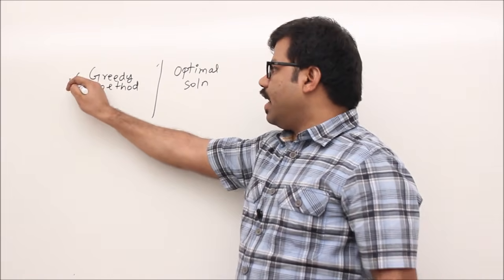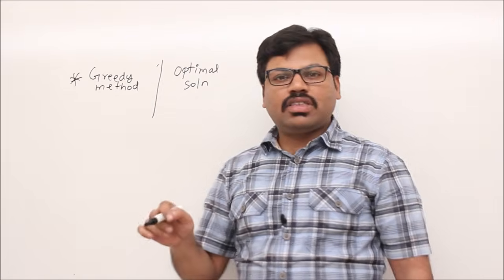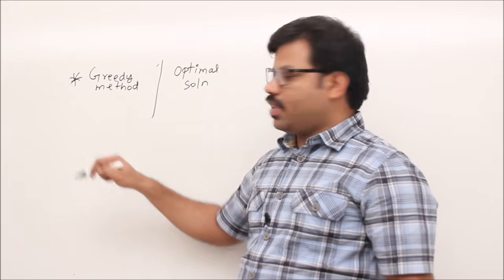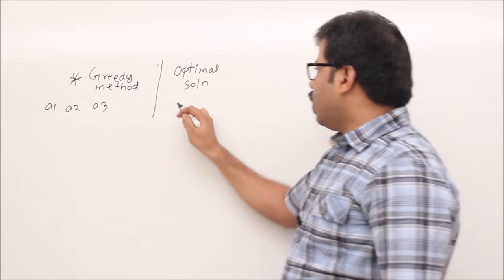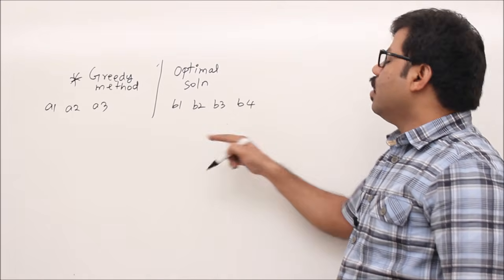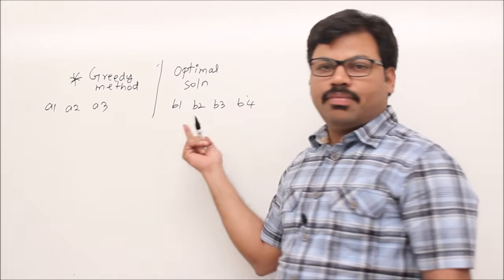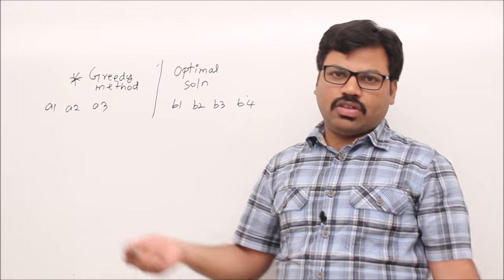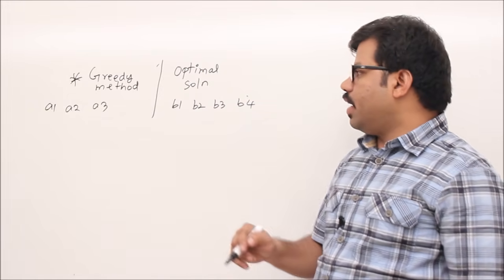Assume that, let's say, your greedy method is not giving the optimal solution, but I prove that the greedy method always gives the optimal solution. First of all, list out all the activities in your greedy method. They are, let's say, A1, A2, A3. So here the optimal solution should contain at least one extra activity, let's say B1, B2, B3, B4. Otherwise, if they are the same, then I can say my greedy method also gives the optimal solution. Now at least one activity should be more than our greedy method.